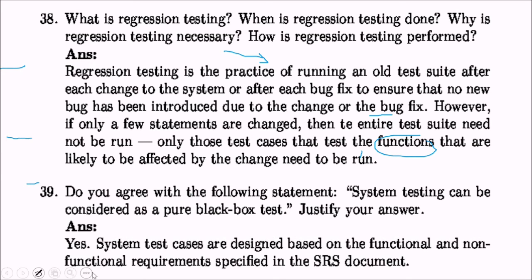39. Do you agree with the statement that system testing can be considered as a pure black box testing? Justify your answer. Yes, system testing is actually black box testing. System tests are designed based on the functional and non-functional requirements only, which are specified in your SRS document.